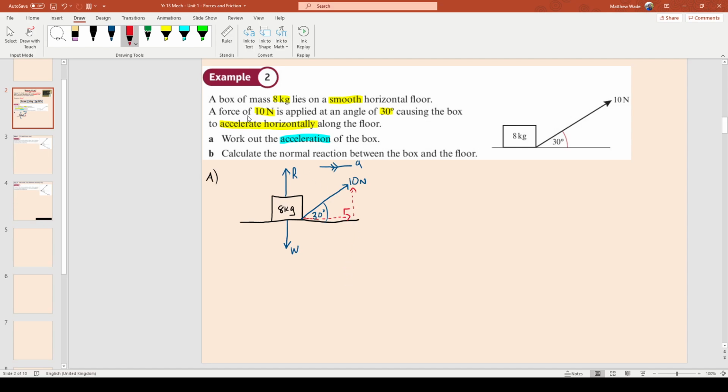Cool? Now, I'm just going to do this because it's going to help in the future. I don't need to do this, but I'm going to. I'm going to give this force a name. Instead of calling it 10 newtons, I'm going to call it F equals 10 newtons, okay? F for force. Okay?